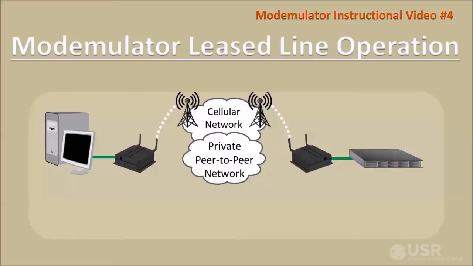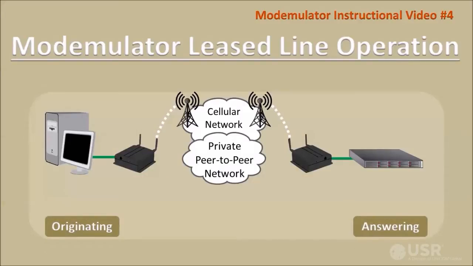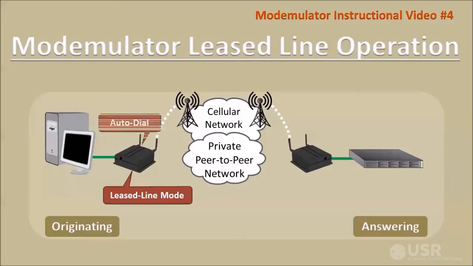A Modemulator lease line application uses a cellular data network that provides private peer-to-peer data routing and uses a pair of modemulators configured for lease line emulation. One modemulator is designated as the originator, the other is the answerer. The originating modemulator is configured for lease line mode, which allows it to automatically dial and connect. The answering modemulator is configured to automatically answer and connect.